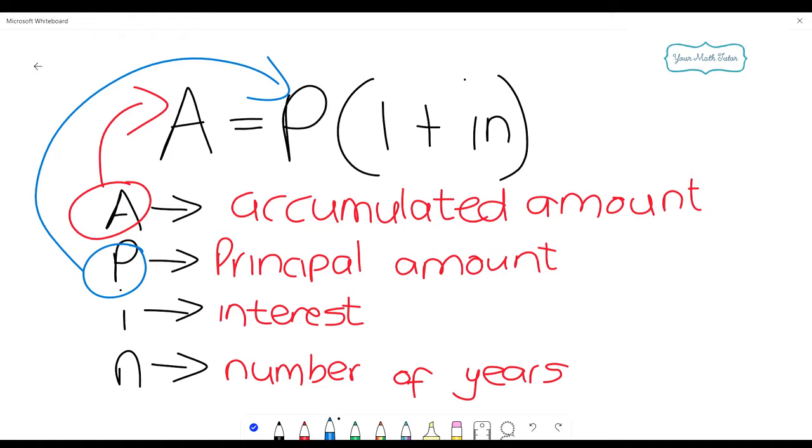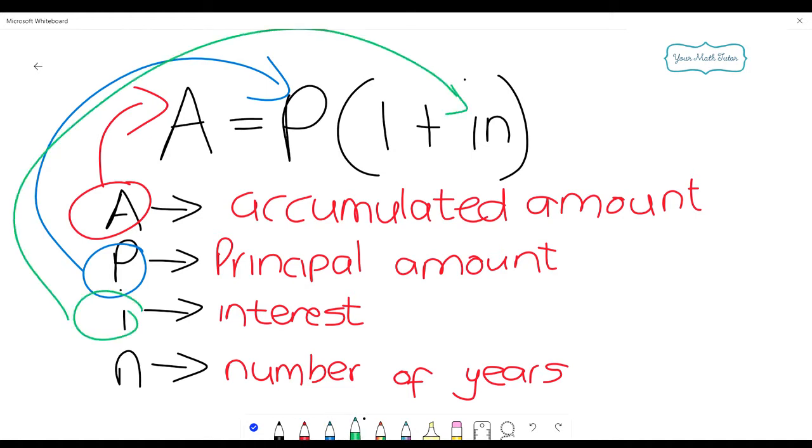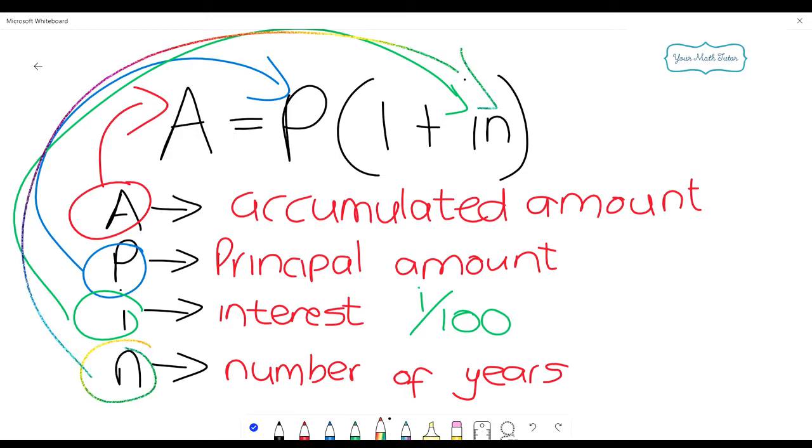And then P is the initial or principal amount. So it is the amount of money that you loaned, maybe from a bank, or the initial amount of money that you put into a bank for savings. And then i is the interest rate. We normally write it as i divided by 100. So if your interest rate is 7% per annum, it's 7 divided by 100. And then n is your number of years. That is the number of years that you would have taken the loan for, or the number of years that you would have put the money into a savings account for it to mature.